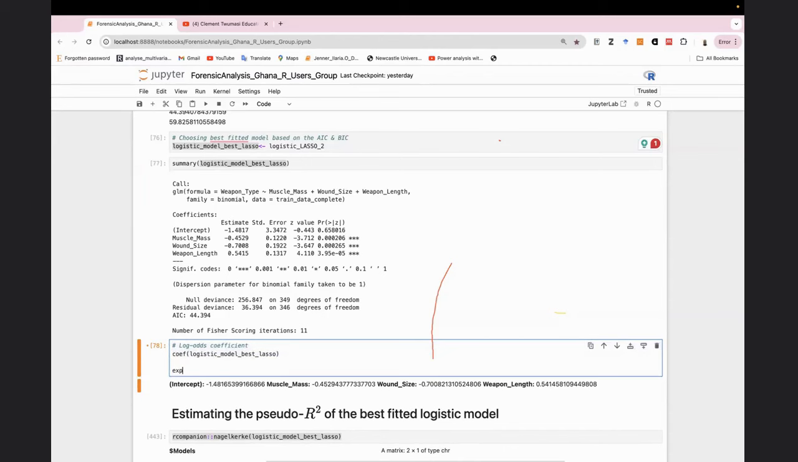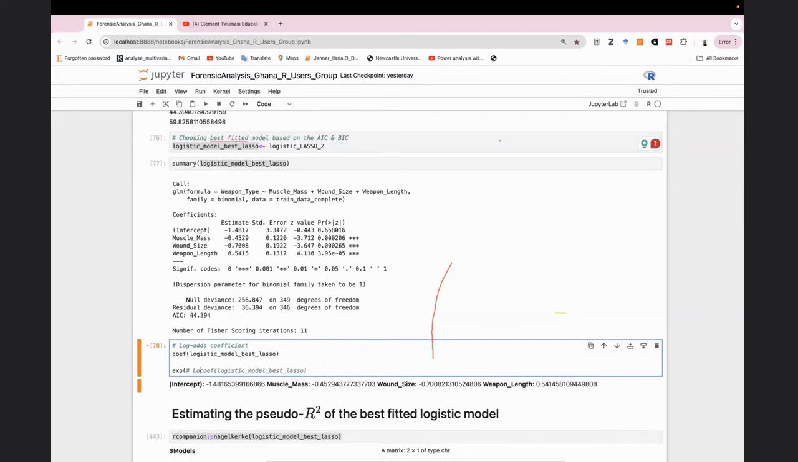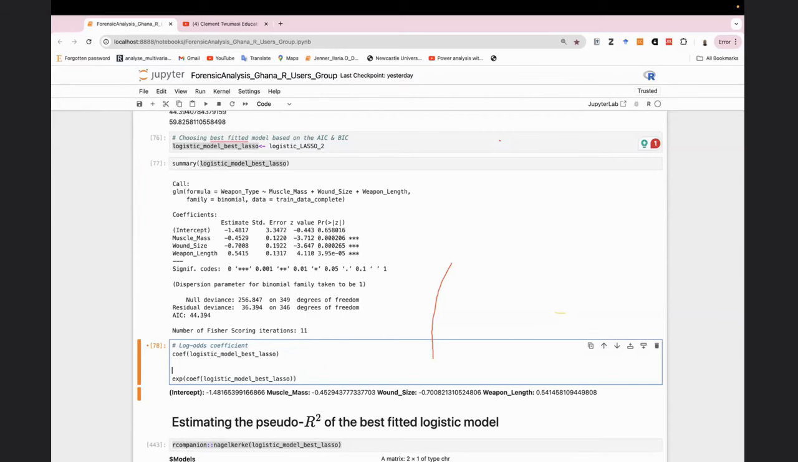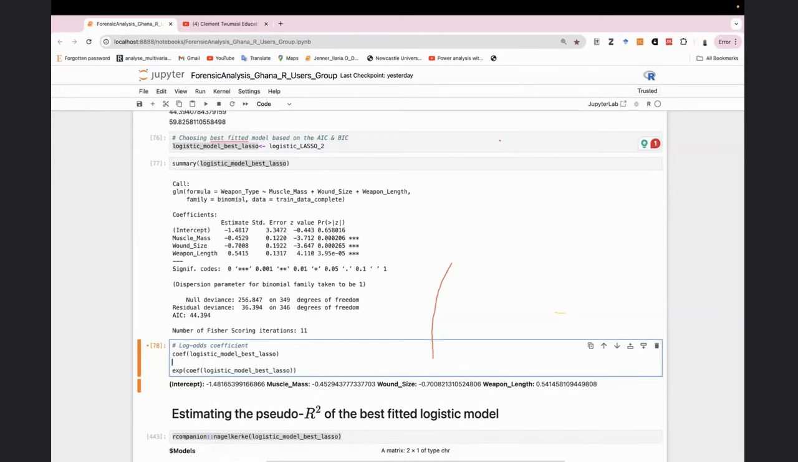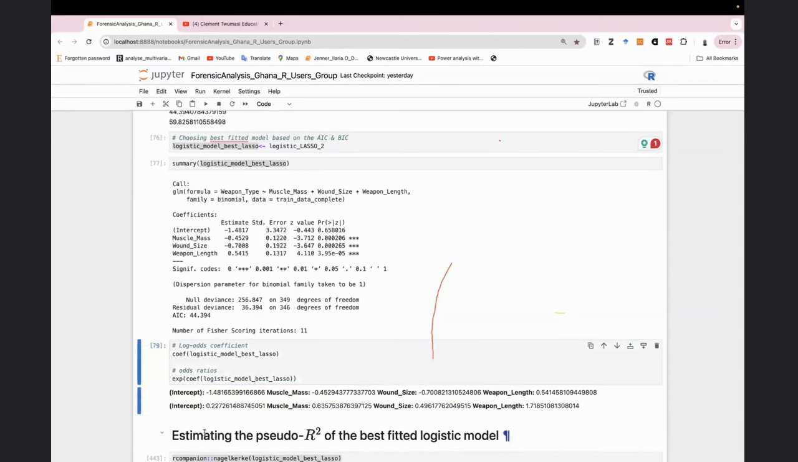When you take the exponent of them, the coefficients now become odds ratios. And odds ratios are so nice to interpret. For odds ratios, interpretability is very powerful. So odds ratios are obtained after you take the exponent. So if you want to interpret muscle mass, then this is the odds ratio and so on and so forth.